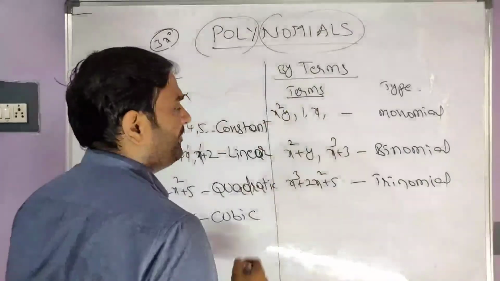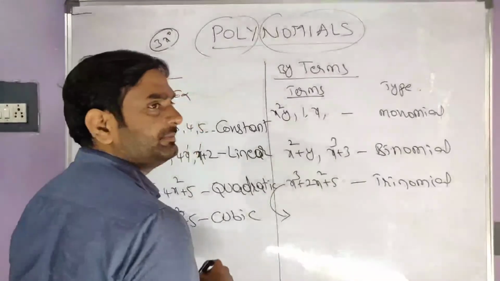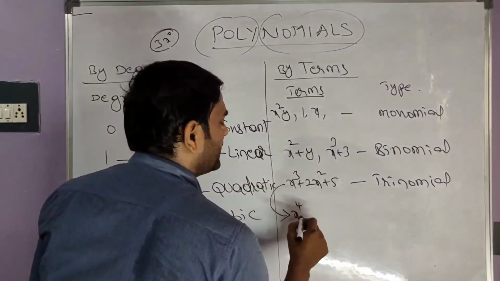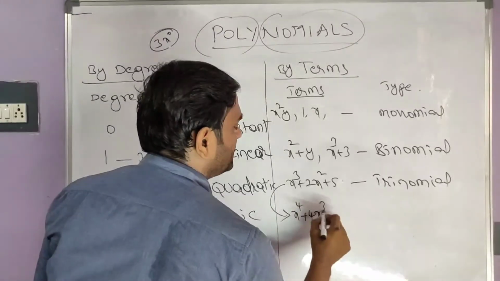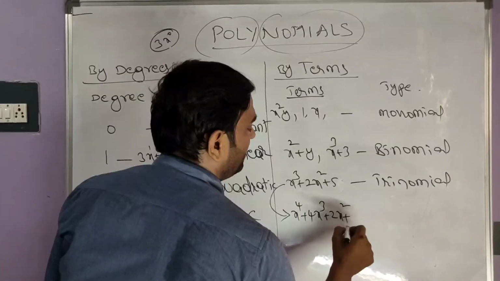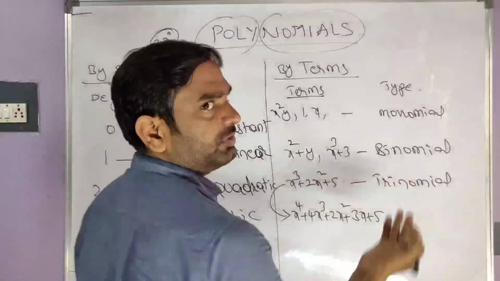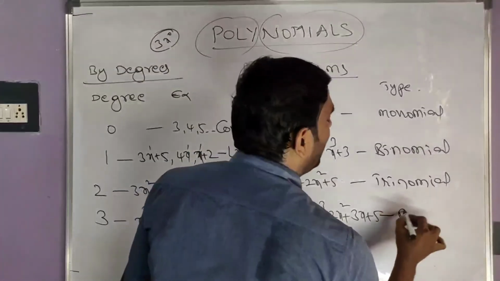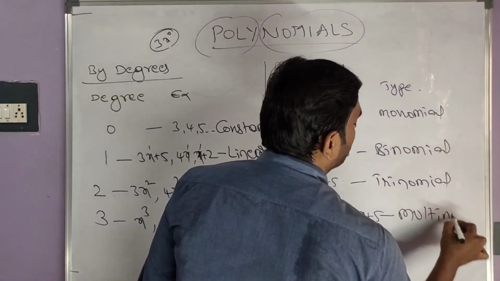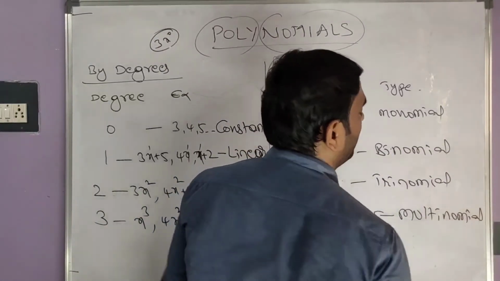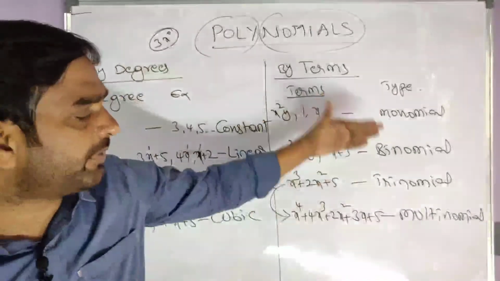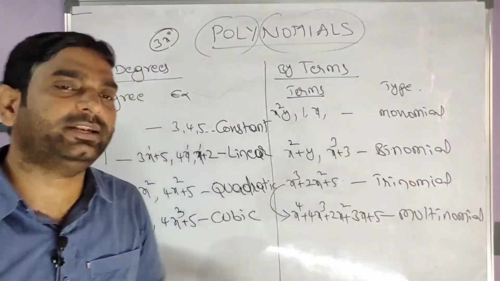More than 3 terms, like x power 4 plus 4x cube plus 2x square plus 3x plus 5. How many terms are there? 1, 2, 3, 4, 5. More than 3 is called a multinomial. Monomial, binomial, trinomial, and more than 3, multinomial.